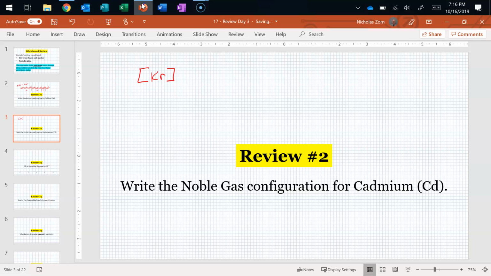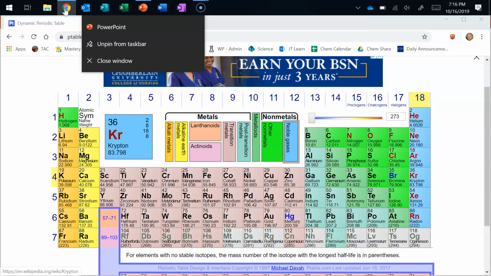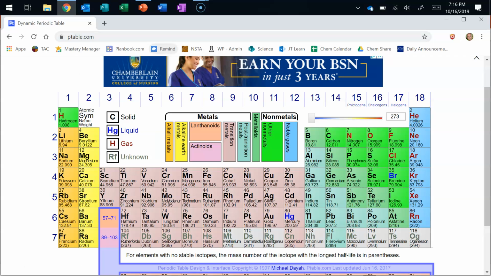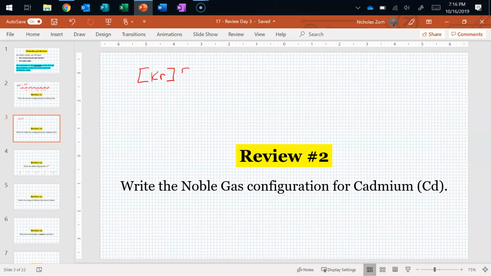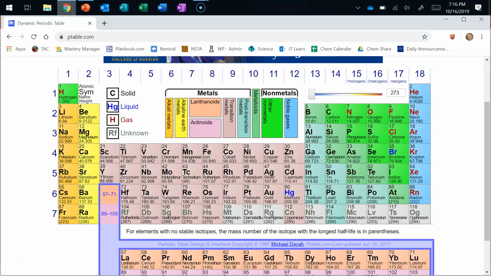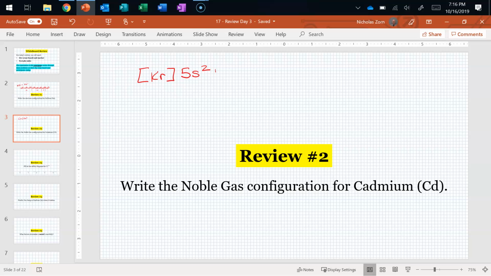And then when we write our noble gas configuration, we need to write everything between krypton and cadmium. So from krypton, we have the 5s block. So let's go ahead and fill that in. So we have 5s2, and then we need to get all the way to the end of the D block here. So this is going to be 4D, and then since we're all the way to the end, this is going to be 4D10. And that's it.